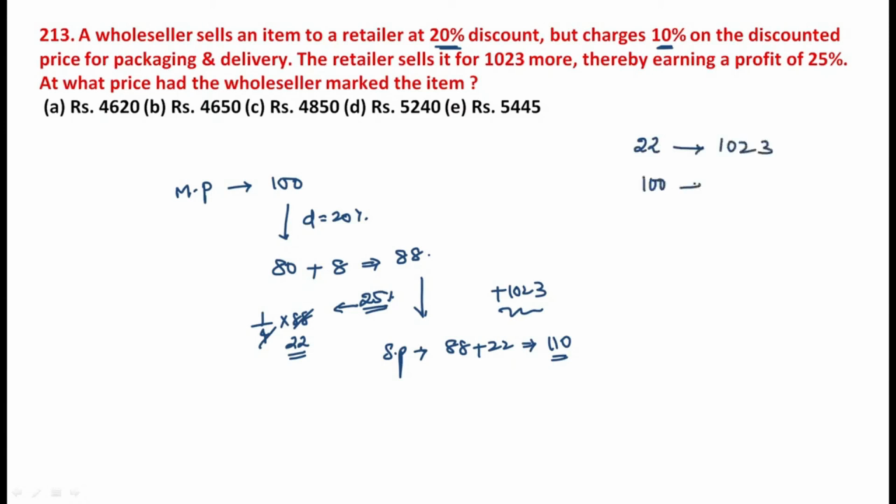Now the initial market price of the retailer is exactly equal to 100 units. 100 units become how much? So 11 nines are 99, 11 nines are 99, 11 threes are 33. Now finally 93 into 100 by 2. The answer 4650 is the correct answer. B is the correct answer.